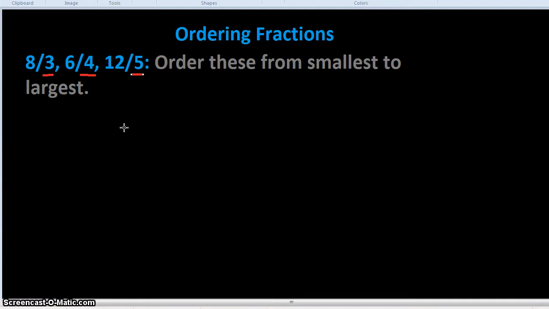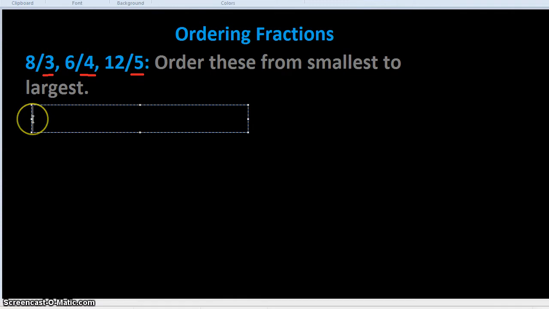One thing you may have noticed when trying to find a number that they all go into is that often what works is if you simply multiply those bottom numbers together, then you know you're going to find a number which they all go into. So in this case, we have 8/3, 6/4 and 12/5. These are the three denominators, and 3 times 4 times 5 is 60. So we know that 5 goes into 60, 4 goes into 60, and 3 goes into 60. So this is going to be their common denominator.